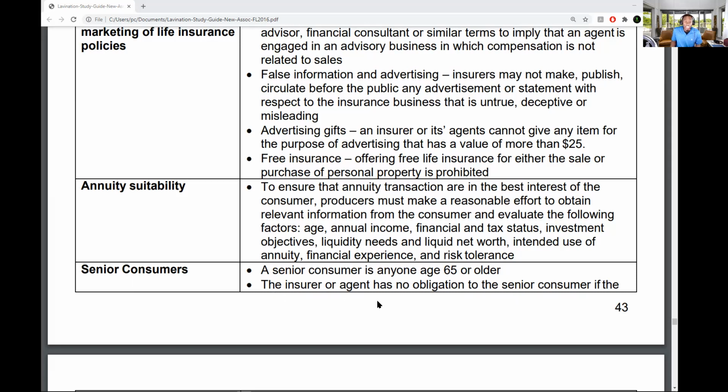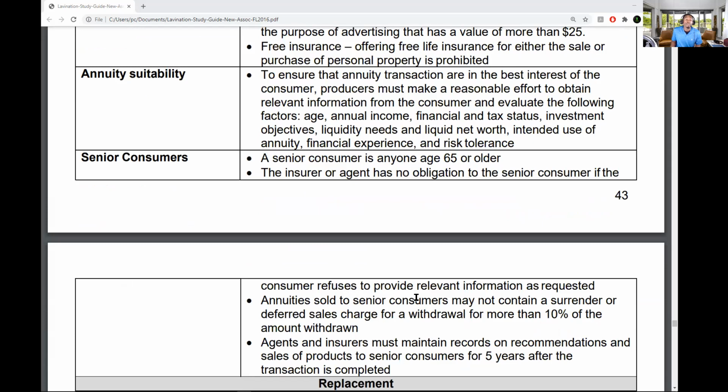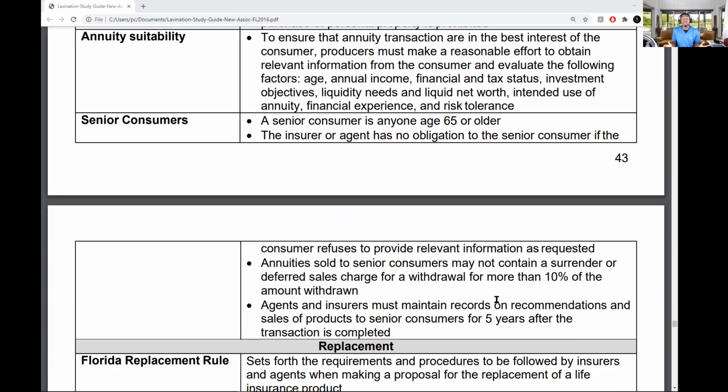The insurer or agent has no obligation to the senior consumer if the consumer refuses to provide relevant information as requested. If I give you the right information, then you as the agent or the insurance company have the obligation to the senior. If they're not giving it to you, you can refuse to provide. If they want to move along with the products, you can say, listen, you didn't give me the right information. That's a big deal. So make sure you collect as accurate information as possible, and you have to let them know that information must be as accurate as possible in order for you to make a good recommendation.